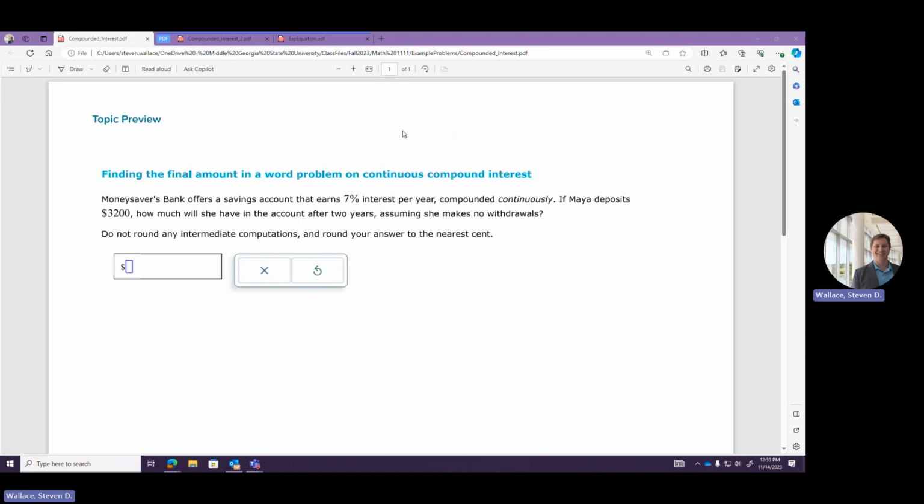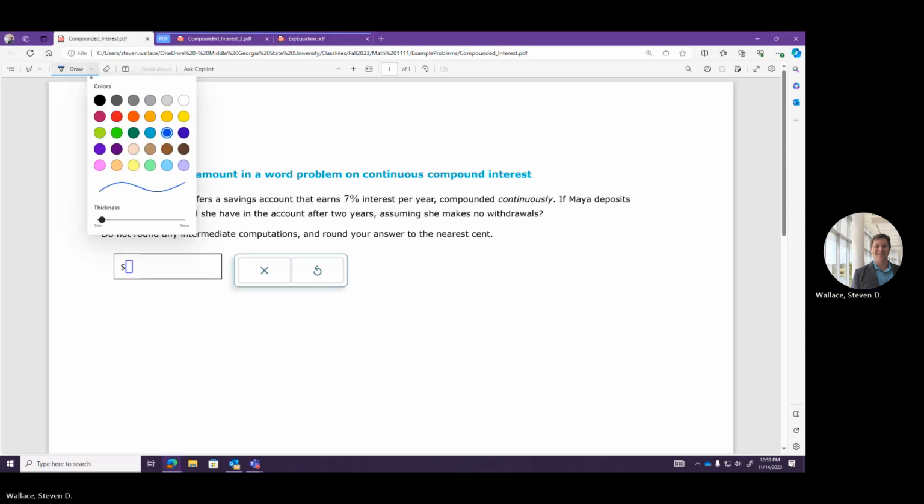Give it a shot. So this first one says, Money Savers Bank offers a savings account that earns 7% interest per year, compounded continuously. My deposit's $3,200. After 2 years, what will her amount be at the end?